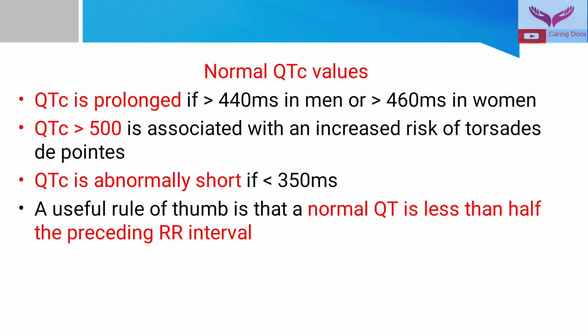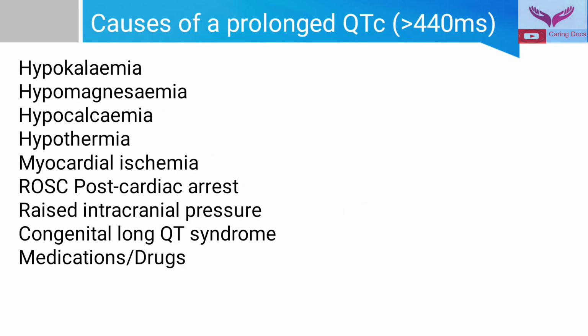For normal QTc values in men, if it is more than 440 milliseconds, then we say the QTc is prolonged. However, in women, if it is more than 460 milliseconds, then we call it prolonged. If the QTc is more than 500 milliseconds, it is usually associated with increased risk of Torsades de Pointes. QTc is abnormally short if it is less than 350 milliseconds. A useful rule of thumb is that normal QT is less than half of the preceding RR interval.